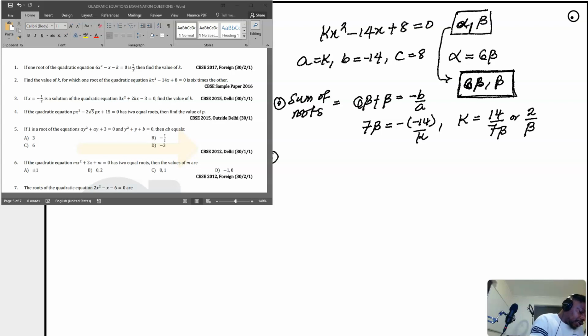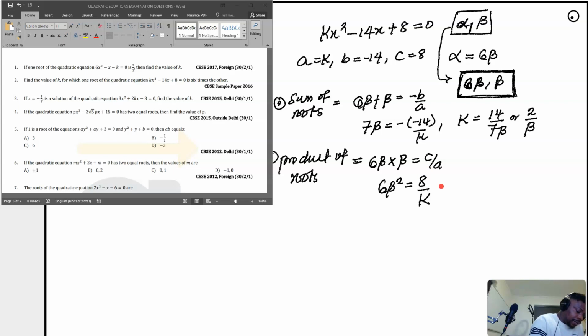Now let's use product. Product of roots. So product of roots is alpha times beta. So what is the product of these roots? That is 6 beta times beta, and that is equal to c over a. So this is 6 beta squared is equals to c over a. What is our c? 8. What is our a? k. So my k is 8 over 6 beta squared.